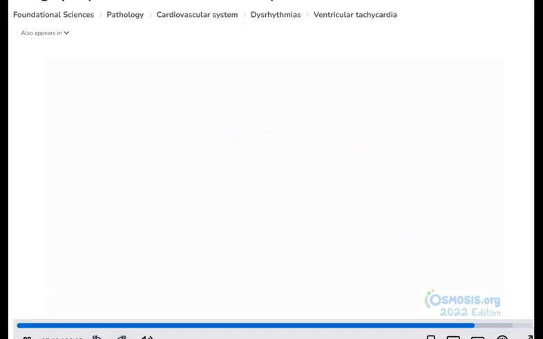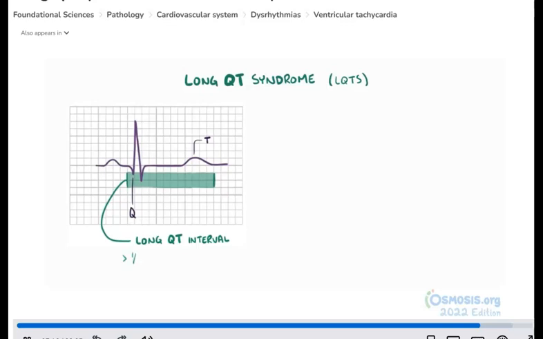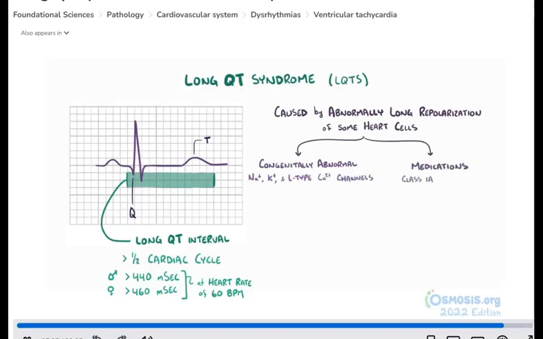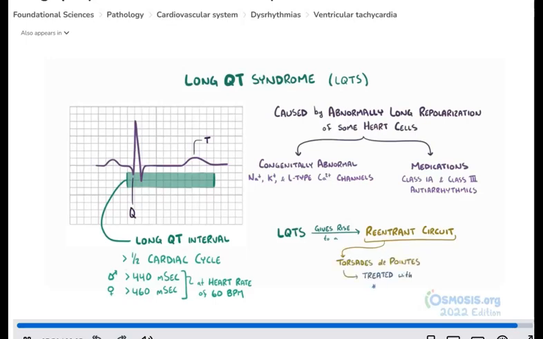Alright, as a quick recap. Long QT syndrome, or LQTS, is when the QT interval in an ECG is more than half of a cardiac cycle, or greater than 440 milliseconds for males, or 460 milliseconds for females, with a heart rate of 60 beats per minute. It's caused by abnormally long repolarization of some of the heart cells, due to congenitally abnormal sodium, potassium, or L-type calcium channels, or medications like Class 1A and Class 3 antiarrhythmics. LQTS gives rise to a re-entrant circuit, which can result in a type of polymorphic ventricular tachycardia, called torsade de pointes, which is treated with magnesium sulfate or electrical pacing.